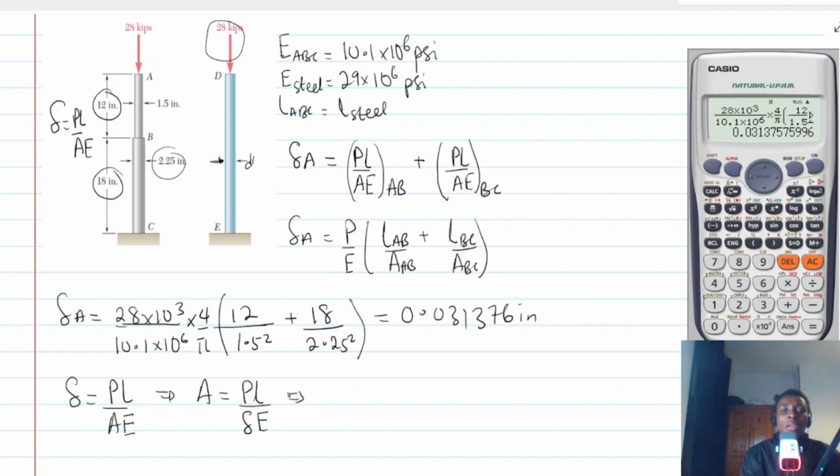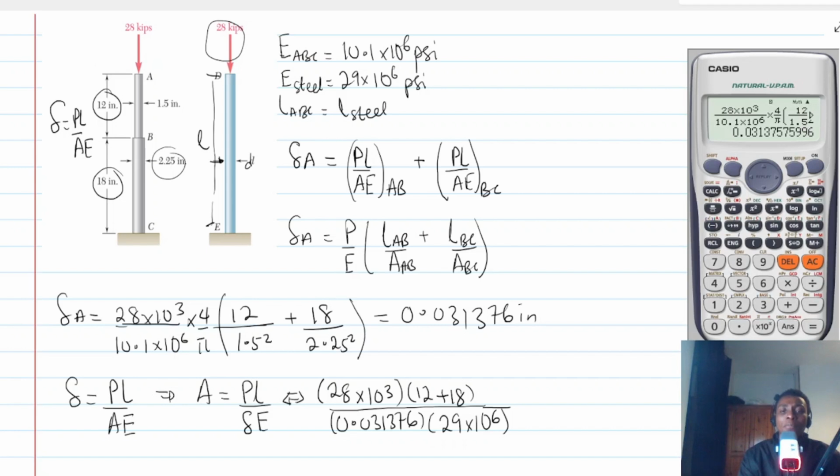From the question, the same load. But the length L will be the total length, so we just have to add 12 and 18. Then we divide it by the deflection, which we got from the aluminum. But the E is for the steel, so we will use 29 times 10 to the power 6. Having done this, what will be the answer?